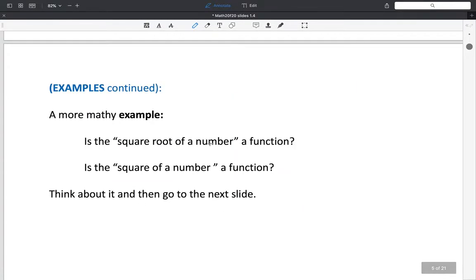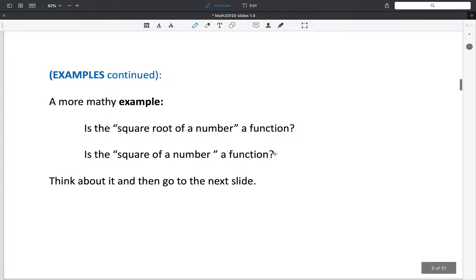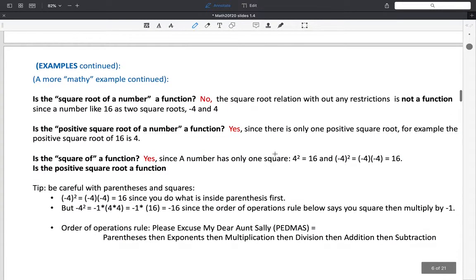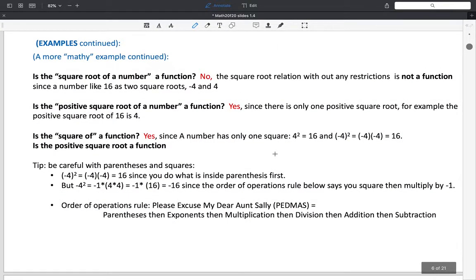Okay. So here's a more mathy example. Is the square root of a number a function, and is the square of a number a function? Think about it and go to the next slide. I'm going to go there right now, of course, but you're going to pause and come back and join me. Okay. So is the square root of a number a function? No, because we could have two numbers. Think of 16. If I say what's the square root, it could be 4, it could be minus 4. How about if it's the positive square root of a number? Yes, that's a function, okay? Because there's only one positive square root.